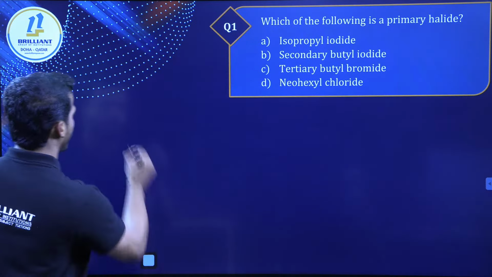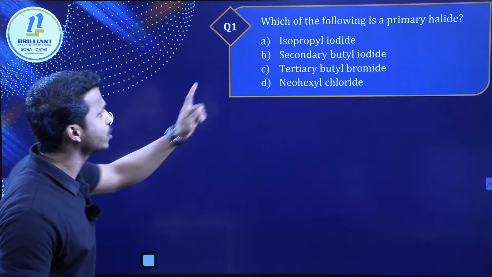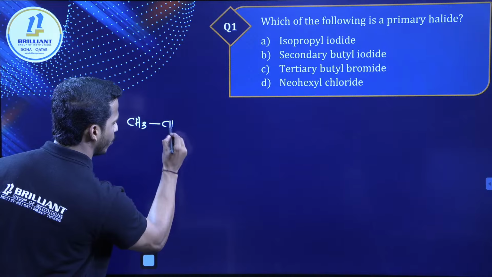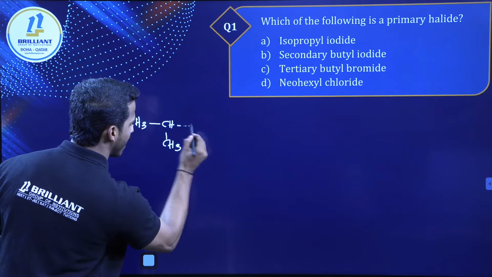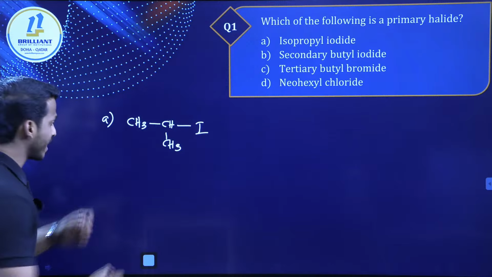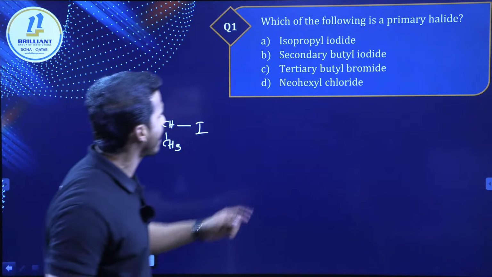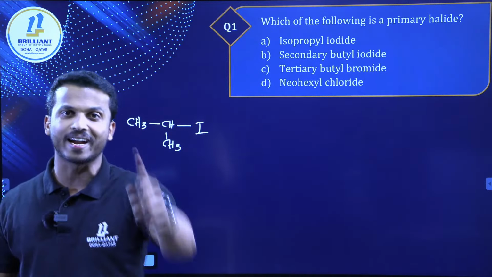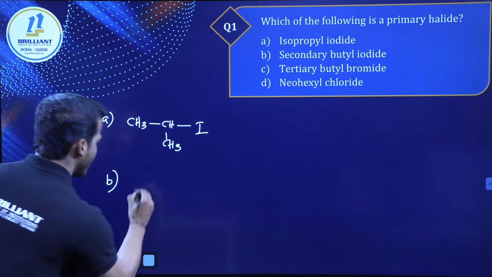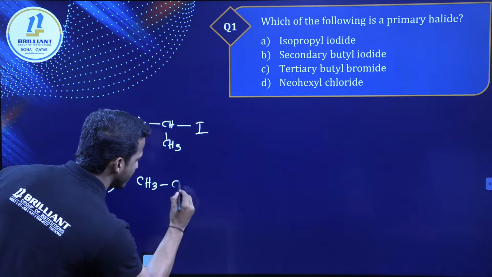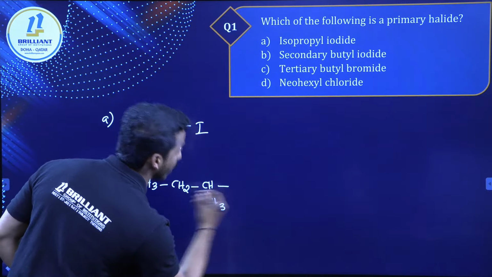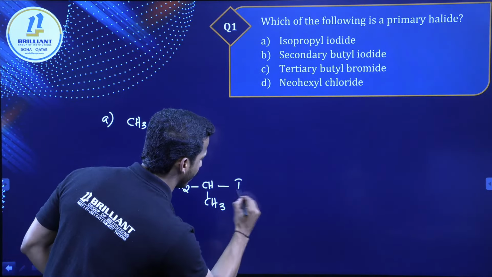Option A is given as isopropyl iodide. Dear all, the isopropyl group you know very well. This is isopropyl with iodide. The second compound, option B, is given as secondary butyl iodide. You know what secondary butyl is? Secondary butyl is CH3CH2CHCH3, and then we have iodine again.